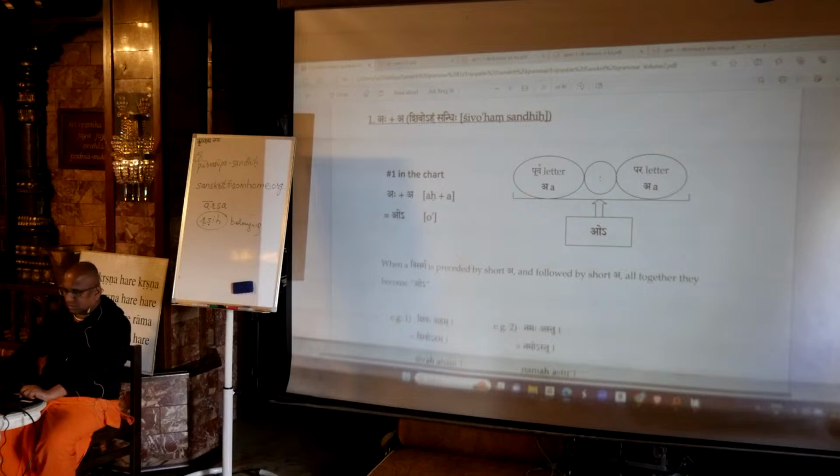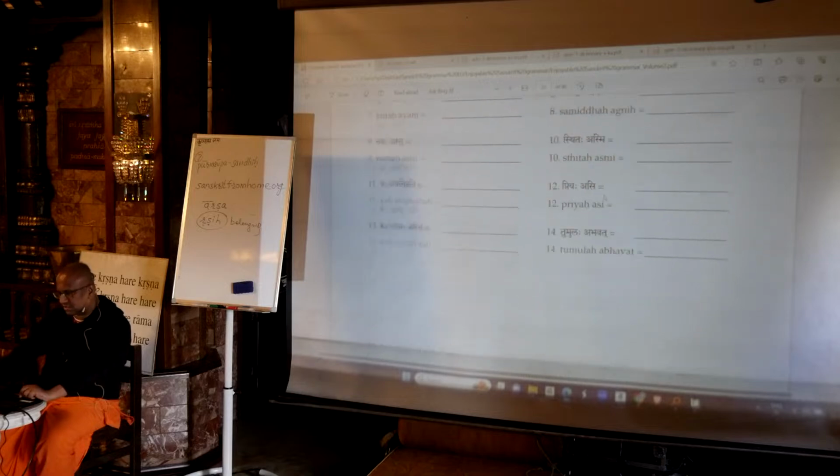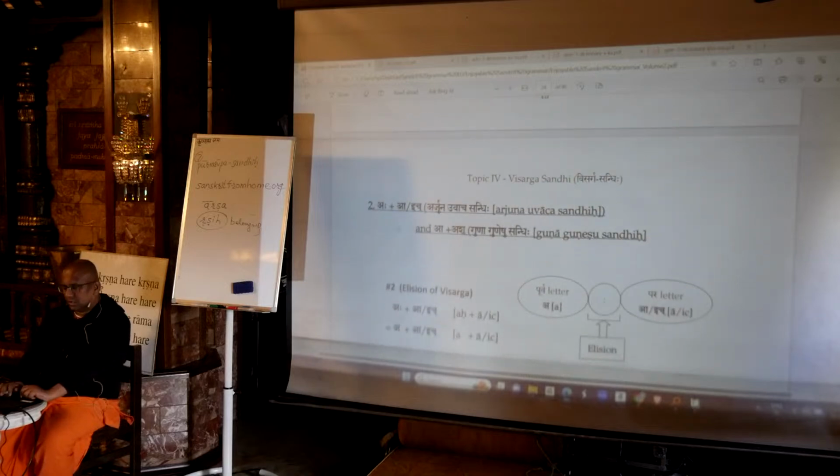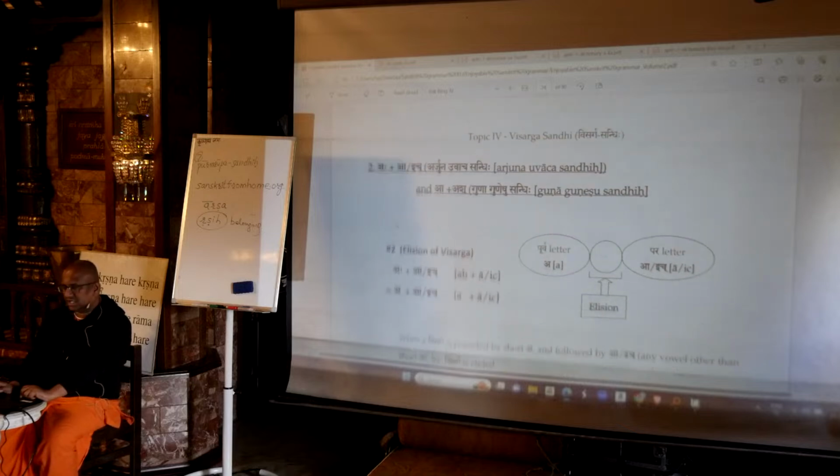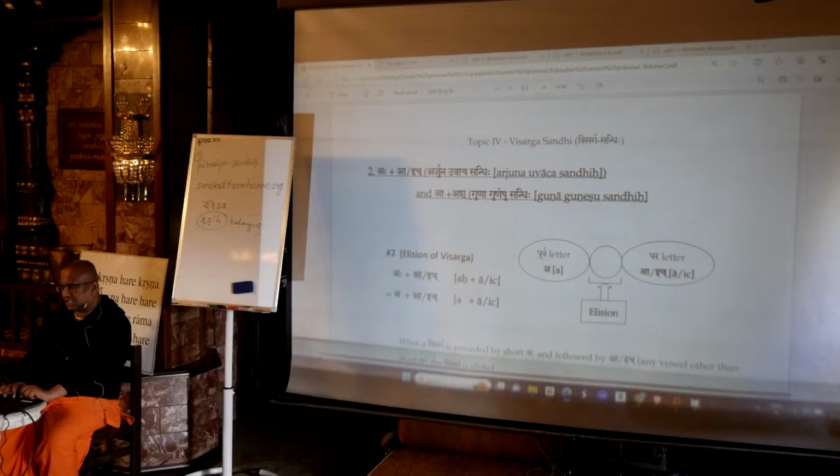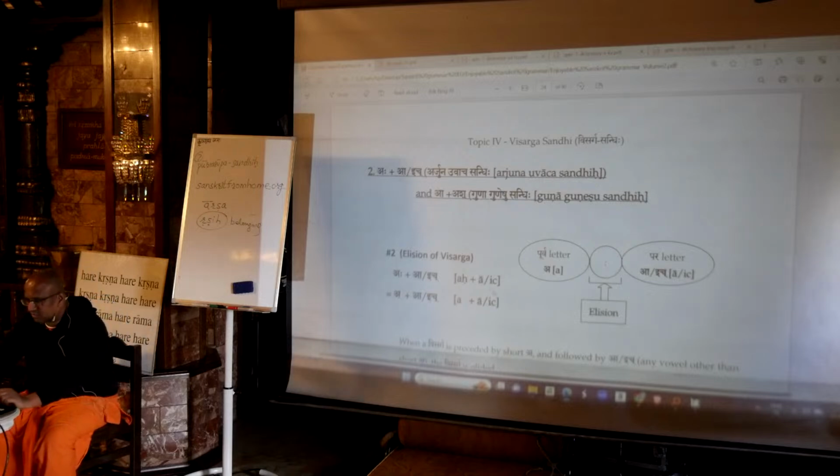We will see other combinations also. What if it is preceded by a, but what comes next is something else? Instead of a, if it is something else, what will happen in that case? All such cases you will have to see. Now this is the next one: visarga is preceded by akara, but what follows is not akara, but ich, meaning any other vowel.